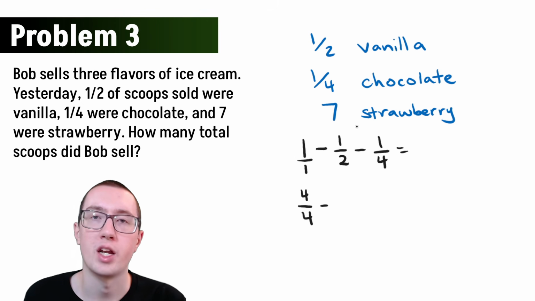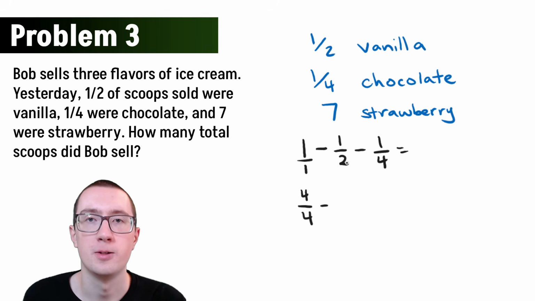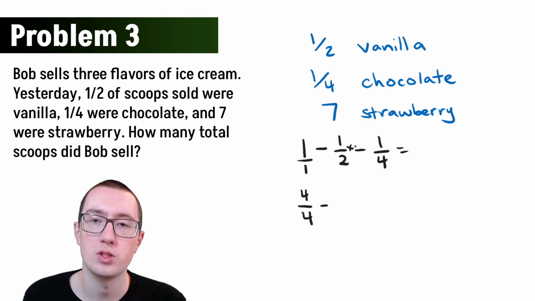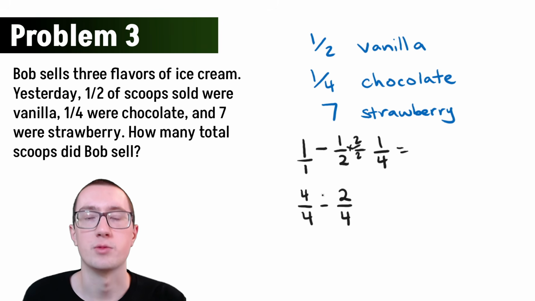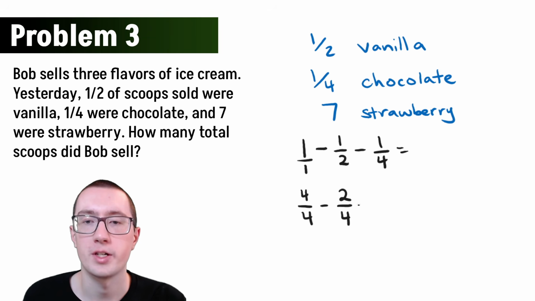So 4 over 4. And now 1/2, this is already a 2. So to make this a 4, we just need to multiply it by 2. So 1 times 2 is 2, and 2 times 2 is 4. So 1/2 becomes 2 over 4. And 1/4 already has 4 on the bottom, so I'm going to keep it the same.